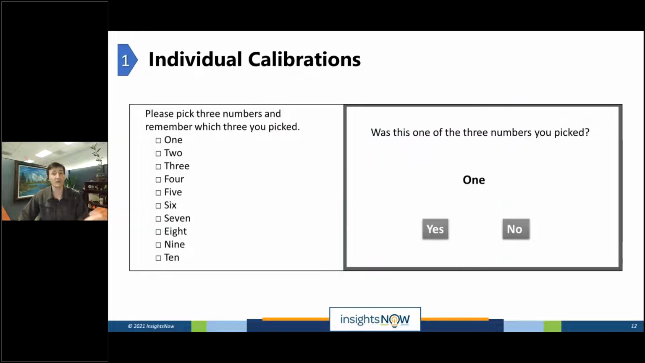So individual calibrations, this is where we memorize a series, in this case, a set of numbers, and we have them then respond very quickly. Is this one of the things you've memorized? And this is measuring the reaction time that a person has for something that we know should be top of mind because they just memorized it.